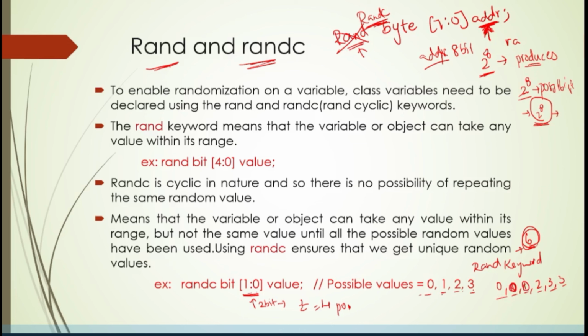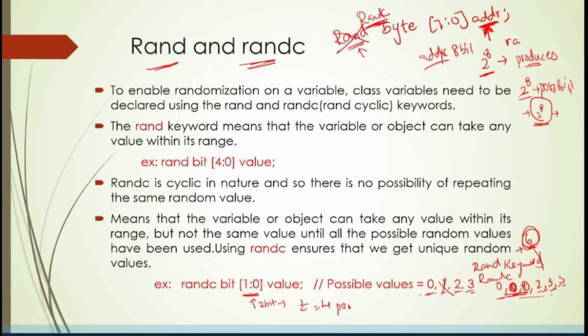That means among these 4 values there may be one value which may not be appearing, and there may be other values which may be repeating, okay. This may be the case when you are repeating for 6 times. That means repetition occurs when you are using the rand keyword.